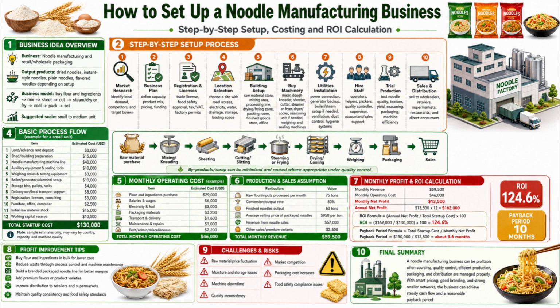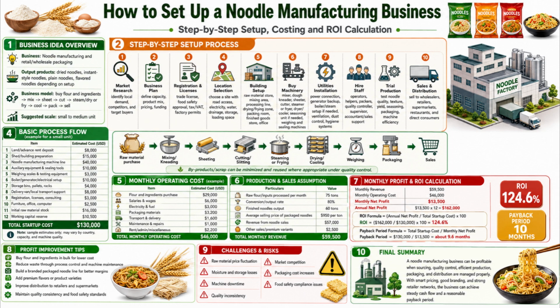After that, arrange utilities such as power connection, generator backup, boiler or steam setup if needed, water system, ventilation, lighting, and safety control. Then, hire staff such as machine operators, helpers, packers, quality controller, supervisor, accountant, and sales support. Skilled workers help reduce wastage and maintain product quality.